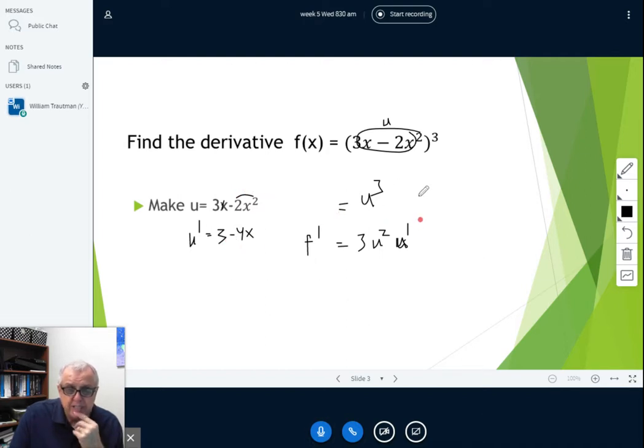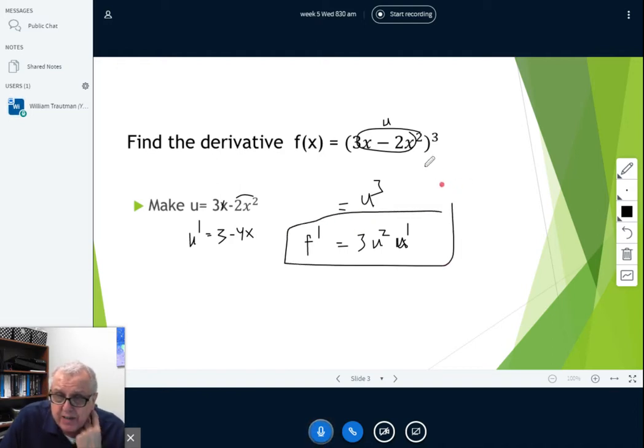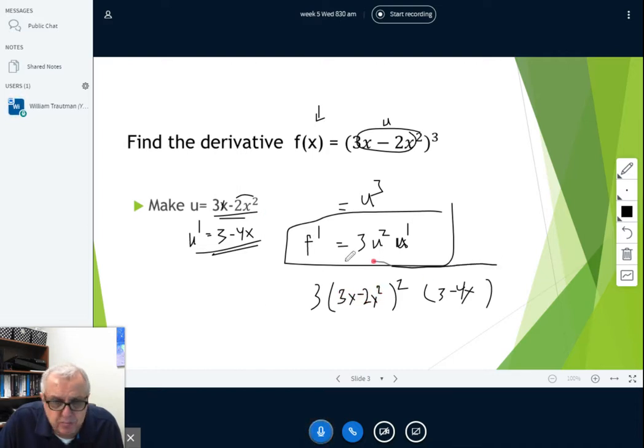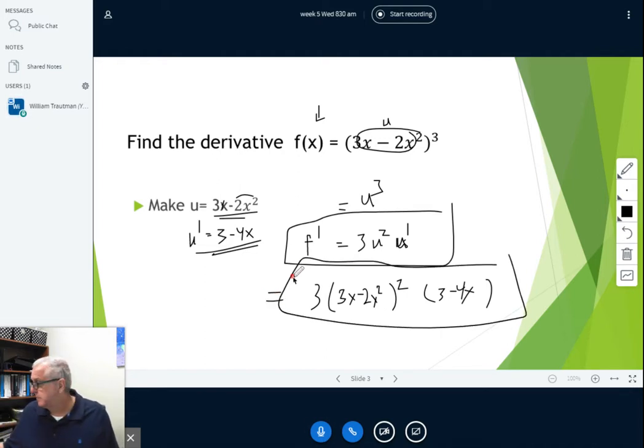Now we're just plugging in. This is our derivative, but it's not our answer because our original problem is with respect to x. The only thing we need to do now is plug everything back in. We have 3 times u squared times u prime. Well, u prime is 3 minus 4x, and u was 3x minus 2x squared. You don't need to multiply it all together. This is what the answer looks like.